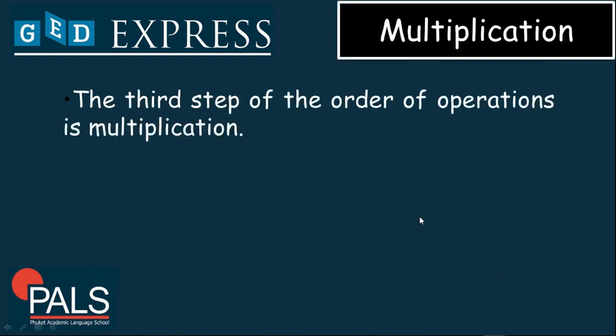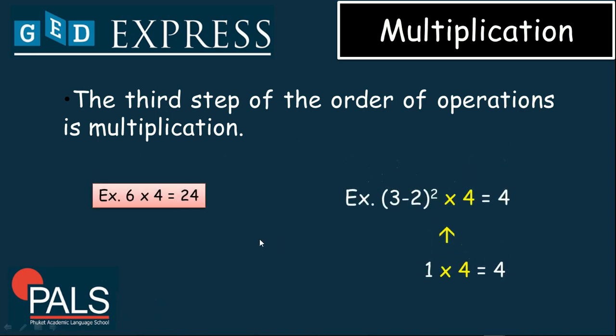Now, the next part of our order of operations is multiplication. This will be the third step. Suppose we have 6 times 4, which is equal to 24. So this is multiplication itself. In this case, we have another example.